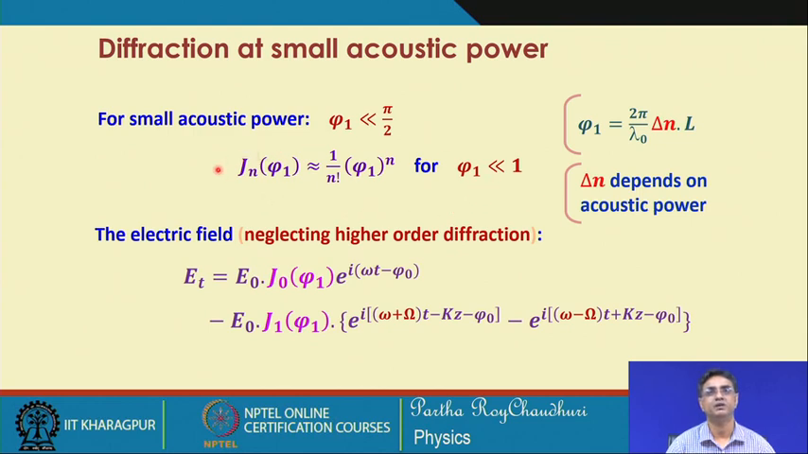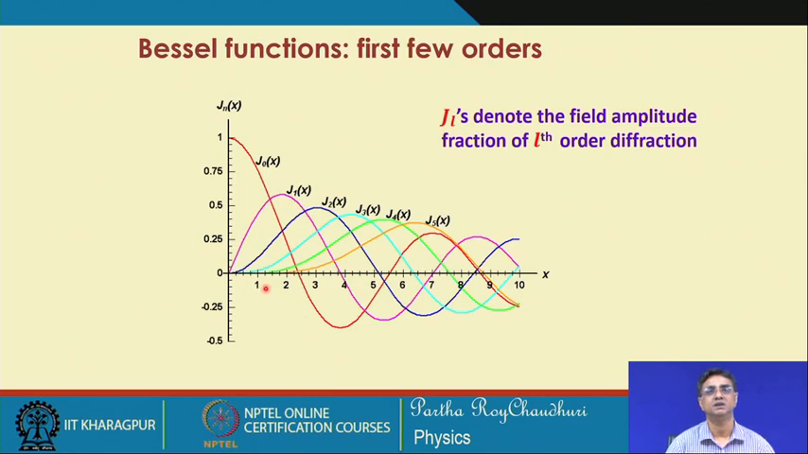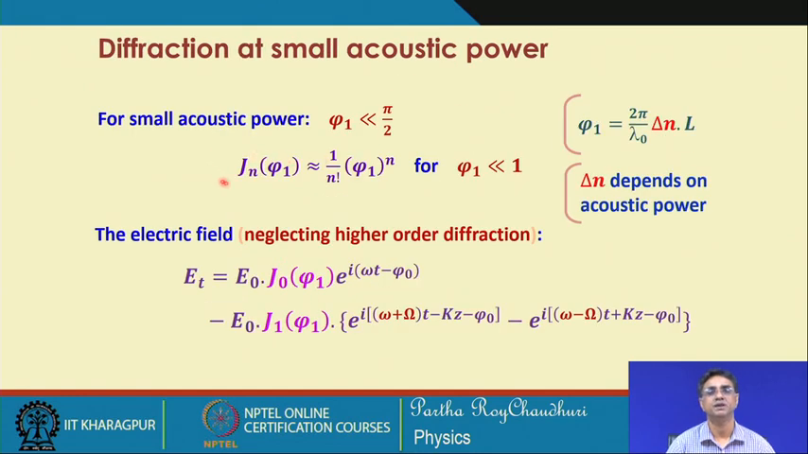In that case, this is the property of the Bessel function, that Bessel J_n, where n represents the order of the Bessel function, can be approximately given by 1 by factorial n times (phi 1 by 2) to the power of n, if it is much less than 1. Actually it is 1.57 somewhere here, but if it is much less than that in terms of the phase, that is phi by 2, we can represent this Bessel function using this relation.